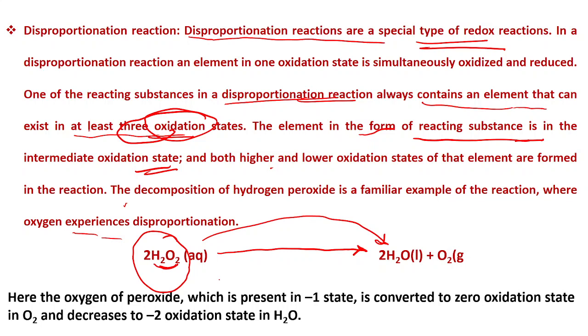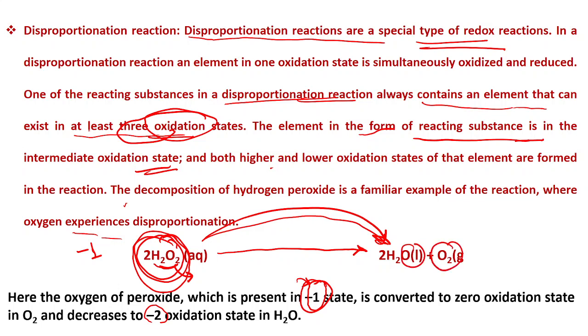Here the oxygen of peroxide is present in the -1 state. Now I'll be teaching you how this -1 came. It is converted to 0 oxidation state in O2 and decreases to -2 oxidation state in H2O. Now I'll show you how it is happening here. In hydrogen peroxide, the oxidation state of oxygen is -1. Here only one type of oxidation state is present for oxygen, but in the product phase you have two places where oxygen is present, and in both places the oxidation state is different. Here the oxidation state is 0 and here the oxidation state is -2.